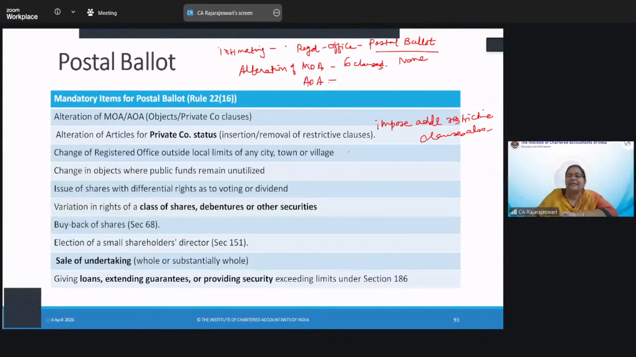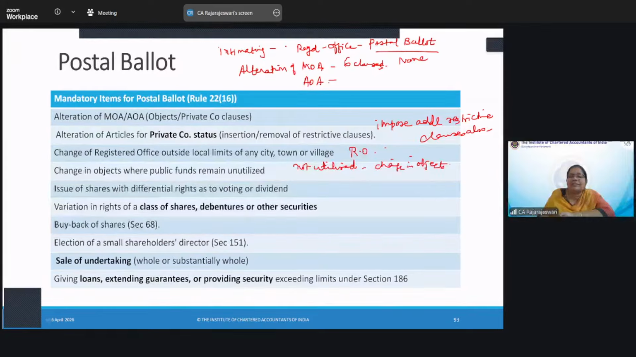Then you are changing the registered office outside the local limits of any city, town, or village. In that case, I want to change my registered office to outside my limits. Then also postal ballot has to be conducted. Then I have got public funds, but I have not utilized the funds, and I want to change the object. Then also postal ballot is required.